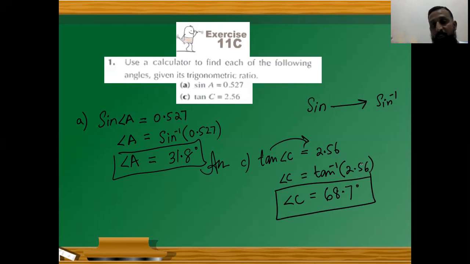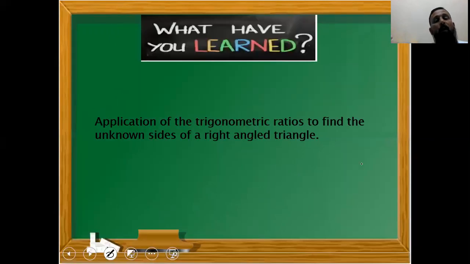So boys and girls, this is all for today. What have we learned today? We have learned about application of trigonometrical ratios to find the unknown sides of a right angle triangle. And we have also learned how to find angles by moving a trigonometrical function from one side to another. When a trigonometrical function moves from one side to another, it becomes the inverse of it, right?